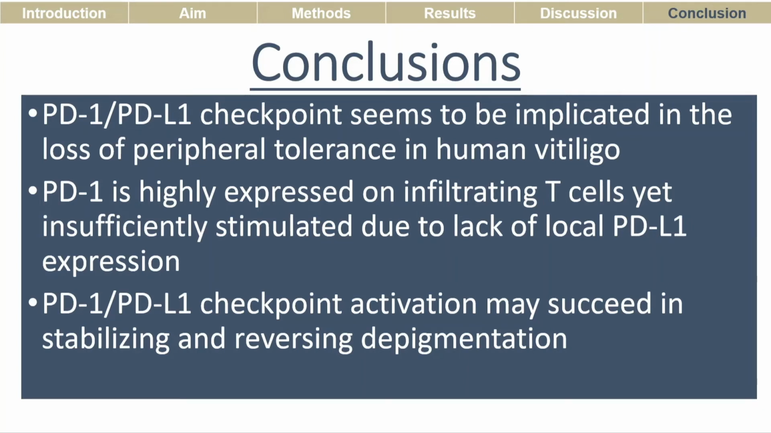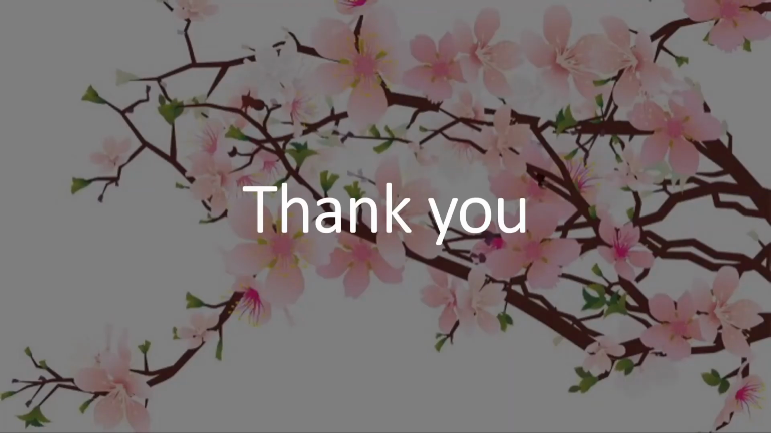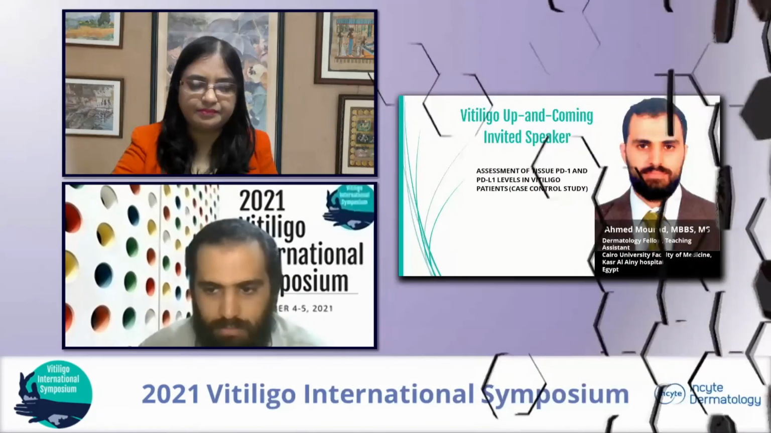To wrap it up, programmed cell death checkpoint seems to be implicated in the loss of peripheral tolerance in human vitiligo. PD1 is highly expressed on infiltrating T cells, yet insufficiently stimulated due to the lack of local ligand 1 expression. PD1, PD ligand 1 checkpoint activation may succeed in stabilizing and reversing the depigmentation. Thank you for having me here today, and I thank our patients who contributed with their biopsies to these novel insights.